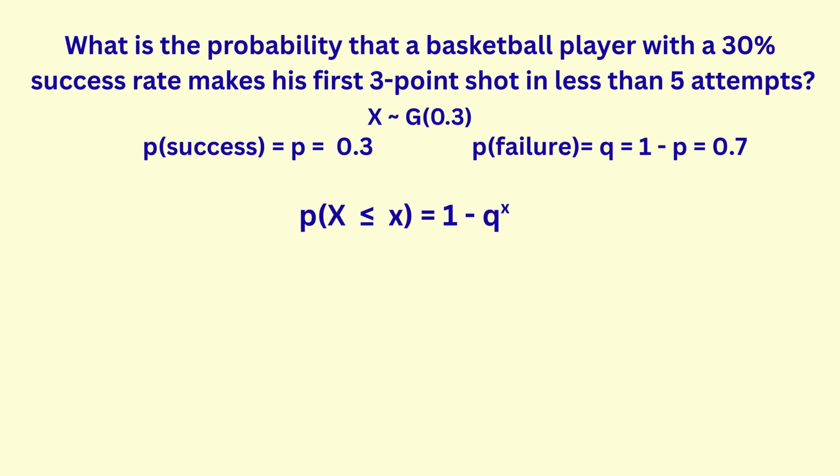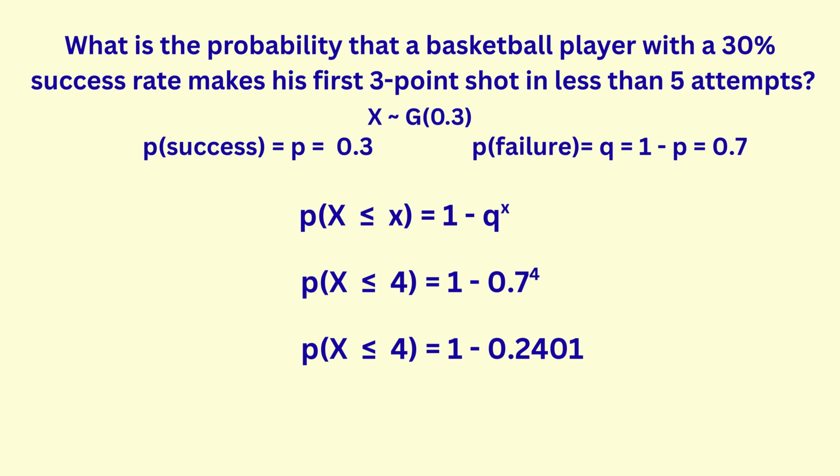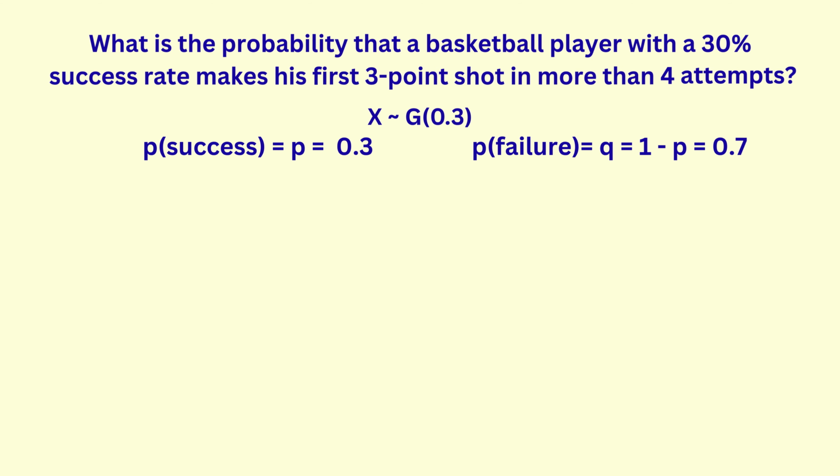By the way, the formula shown here could have also been used to answer the question. It's used for calculating the probability that the first success can be achieved in a certain number of trials or less. We were finding the probability that x is less than 5, which is the same as x is less than or equal to 4. So we replace q with 0.7 and replace x with 4 to get the same answer as before, 0.7599.